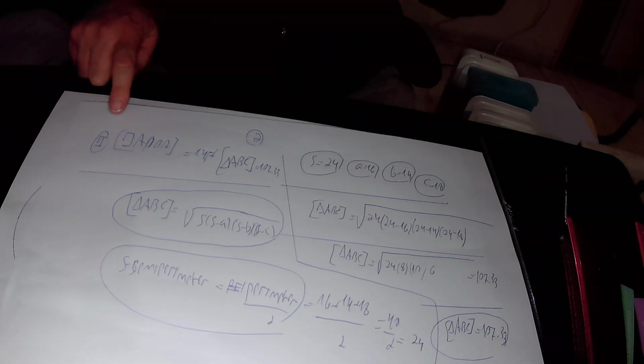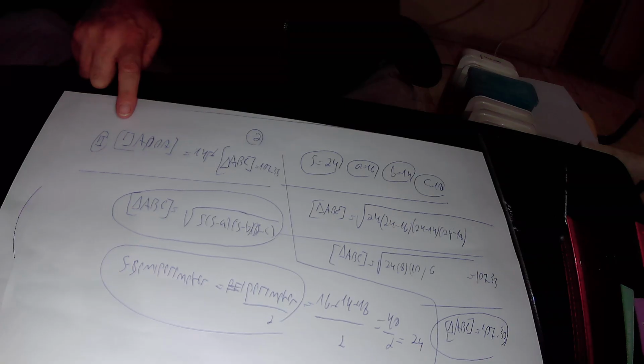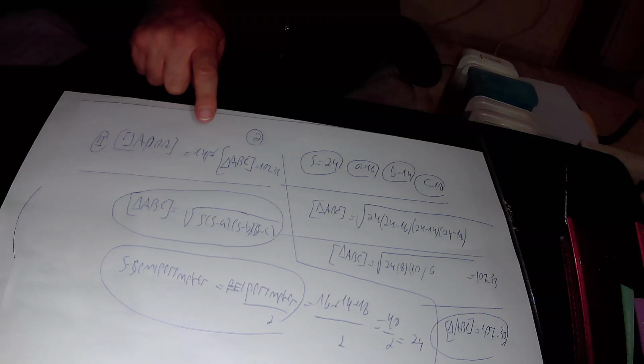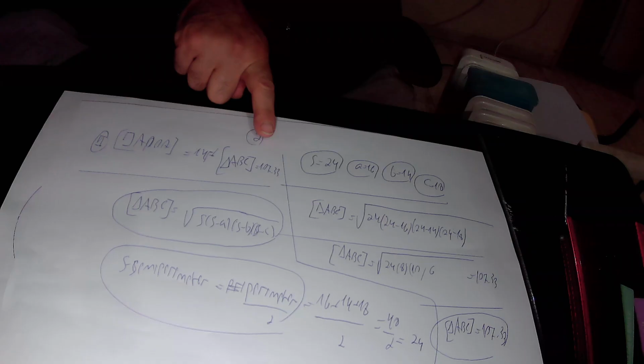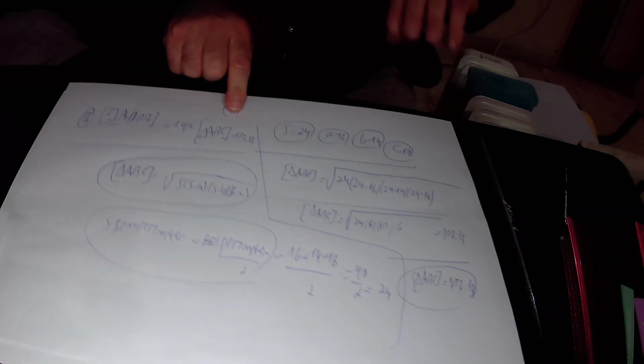So in total, the area of quadrilateral APOQ according to the second method of calculation is equal to 14R, that is the sum of the areas of the four small right triangles, plus the area of triangle ABC, which is 107.33 square units in size.